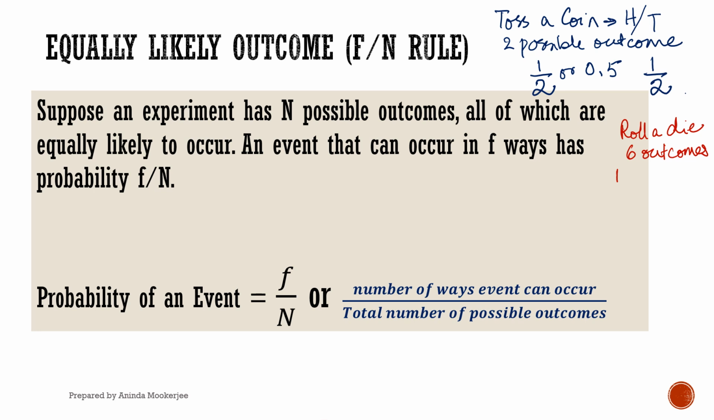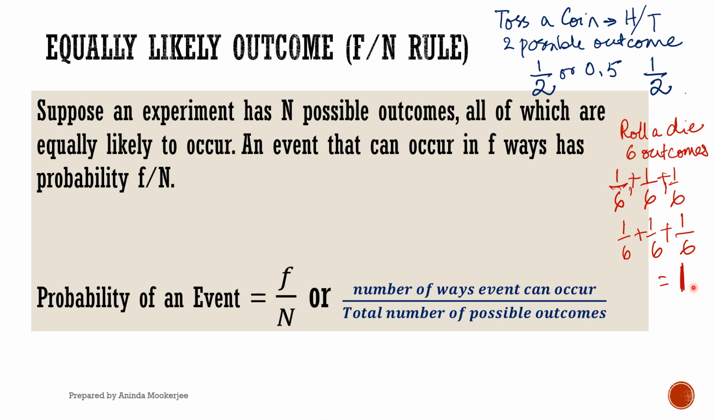So to roll a 1, the probability is 1/6. To roll a 2 is 1/6. To roll a 3 is 1/6. To roll a 4 is 1/6. To roll a 5 is 1/6. To roll a 6 is 1/6. And if you add all of them up, 1/6 plus 1/6, 6 times, is going to give you a total of 1.